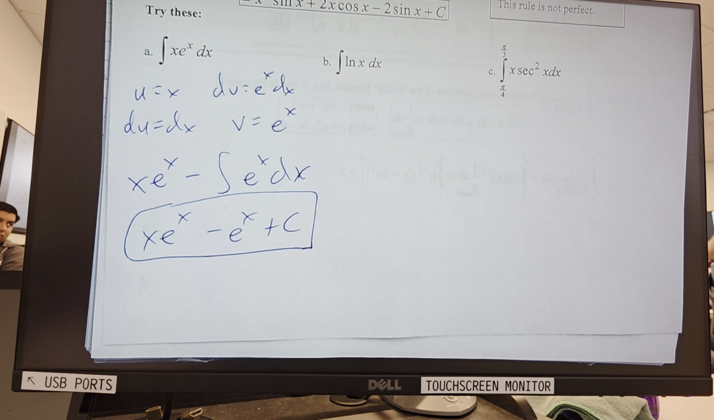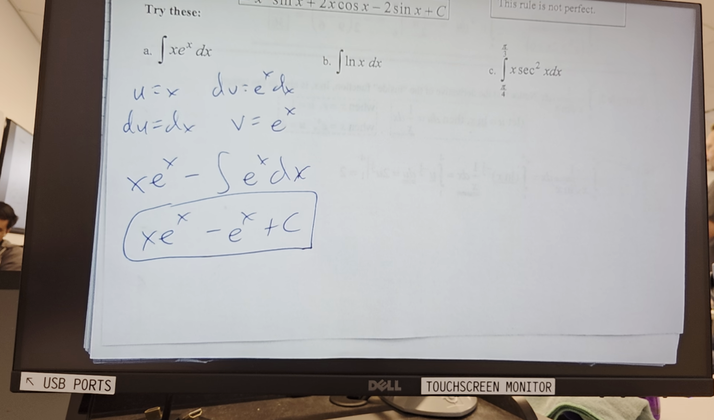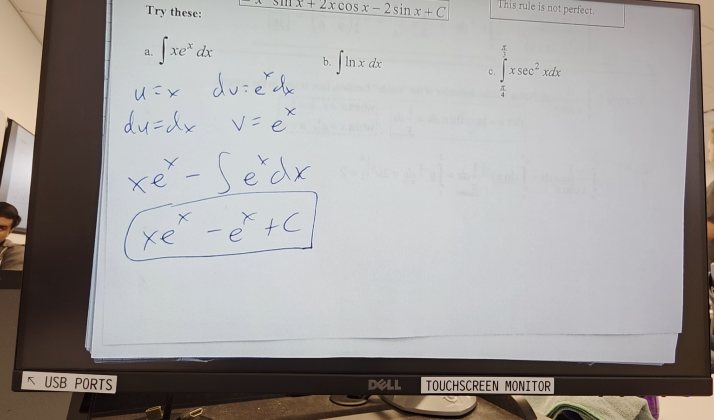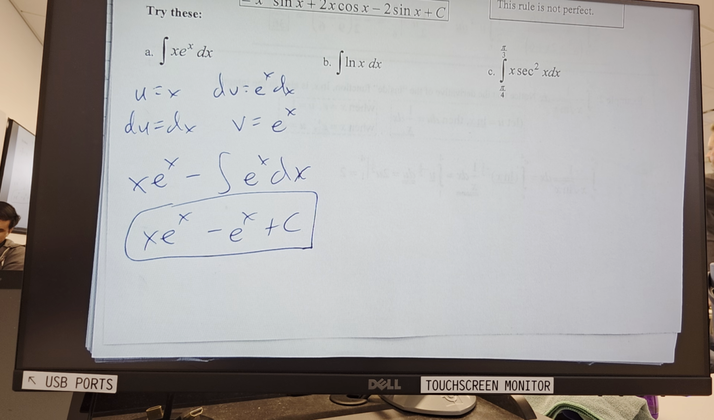Let's go ahead and try part B. Now look at part B. What do you definitely not want to let dv equal? So what's the only thing dv could be? What's the only other thing in there besides ln x? Yes! That in itself sometimes is tricky. But dx is a part of the integral. So dv equals dx. Valid.